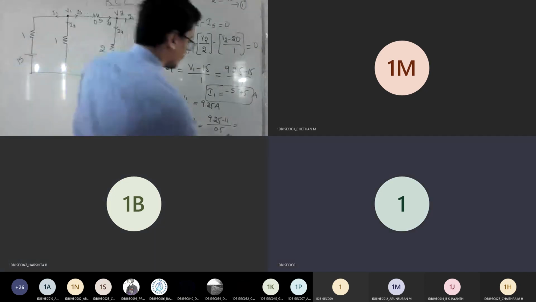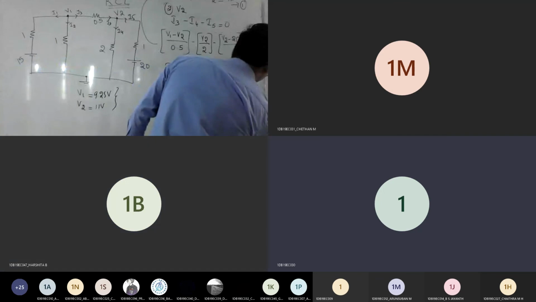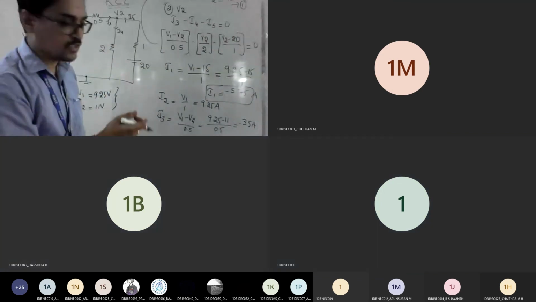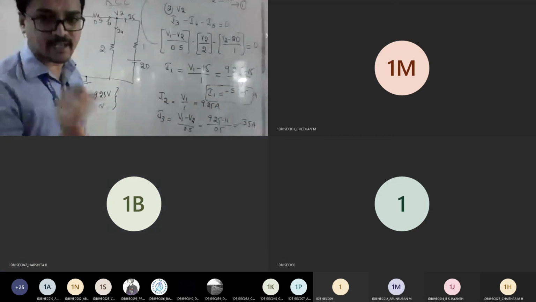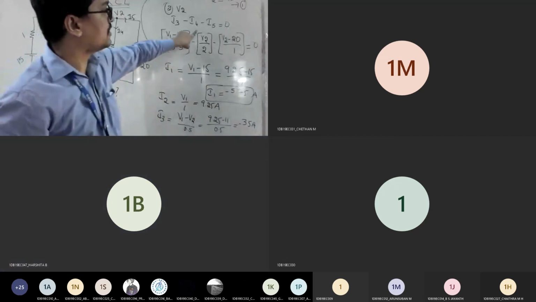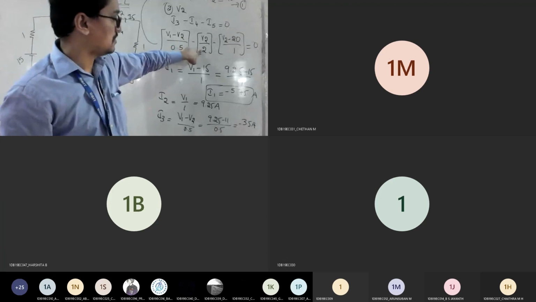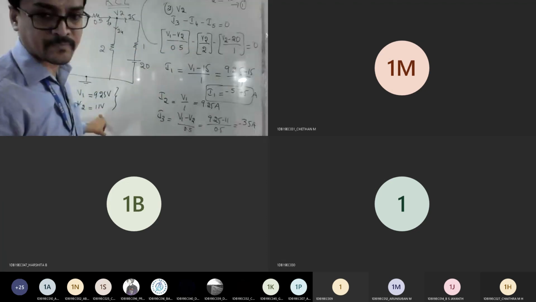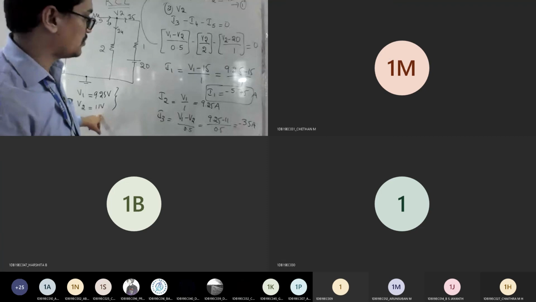Minus 3.5. So again, same logic. We have taken the assumption as leaving, so I3 should also be entering on the logic. The same way you calculate I4 and I5. The values are here. So V2 by 2. V2 is 11 by 2. You're going to get 5.5. That's the I4 answer.